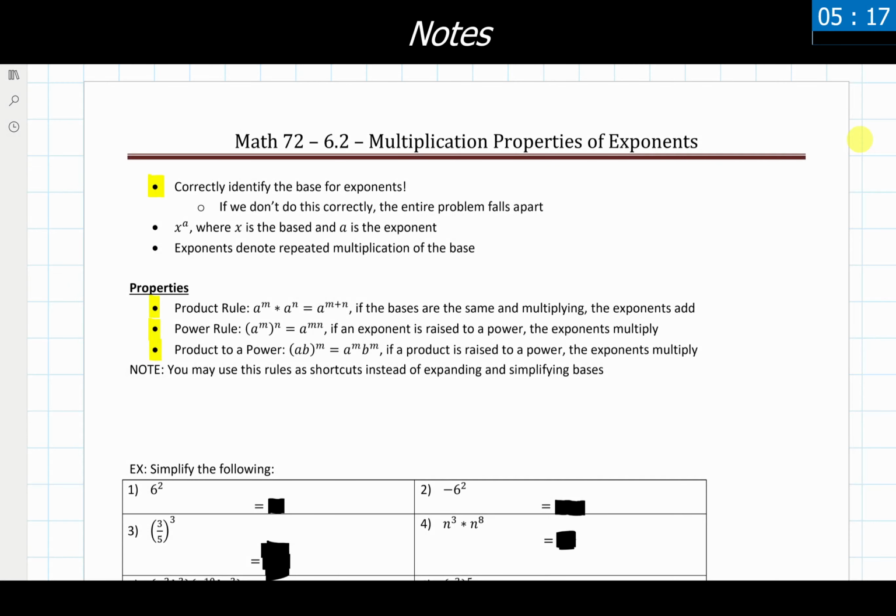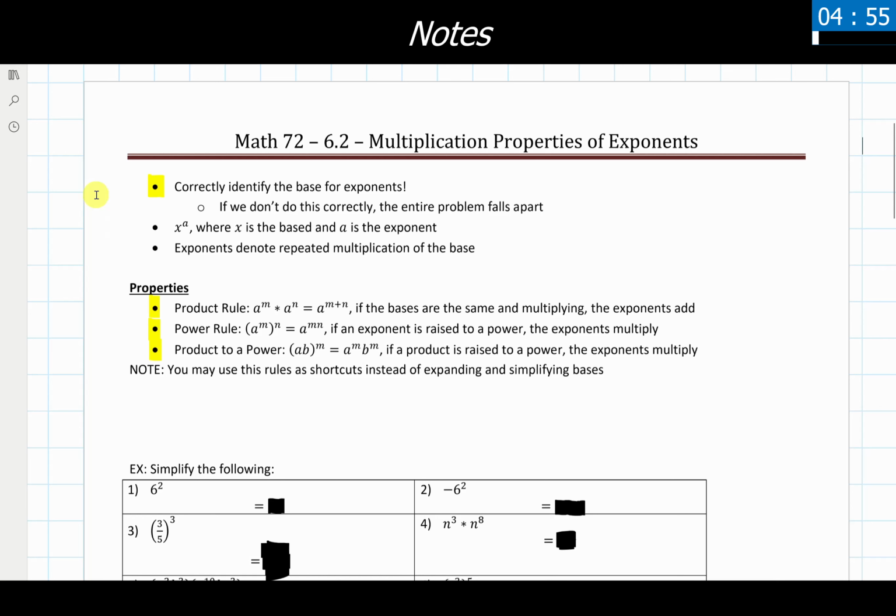In this video, we're going to be covering the 6.2 material, working with multiplication properties of exponents. It should be noted that before we jump into the properties themselves and how they work, I do have some food for thought and some warnings and heads up for you before we dive into this section.